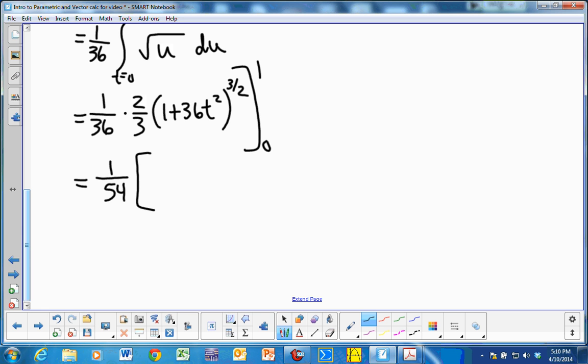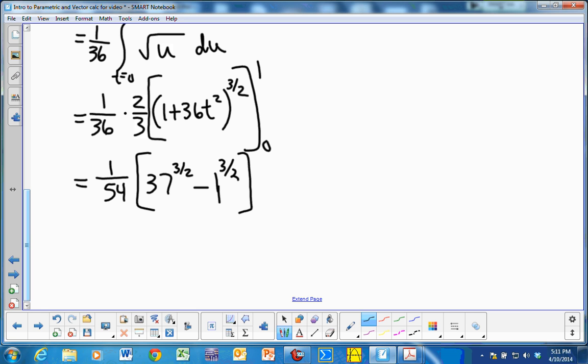Because you can basically keep your constants out in front, then I plug in a 1, and I'm going to get 36 times 1 is 36, plus 1, that's 37 to the 3/2, minus plugging in 0, which will give me 1 to the 3/2. And then there's not really anything else I can do here, because I certainly don't know the square root of 37 or anything, so I'm finished. And that's my final answer.